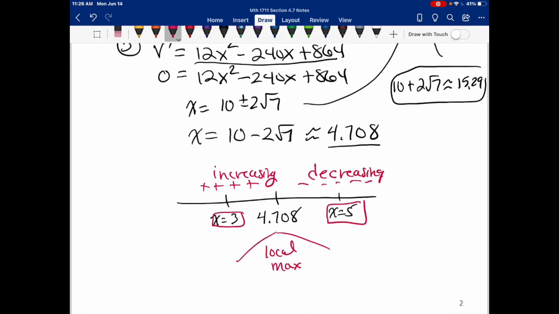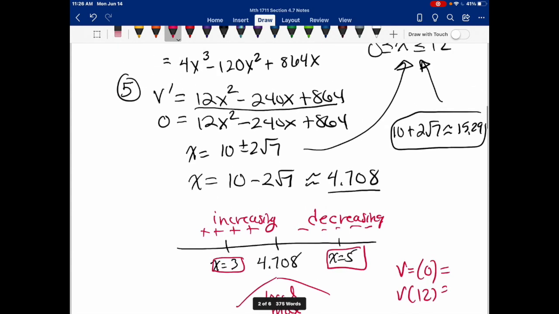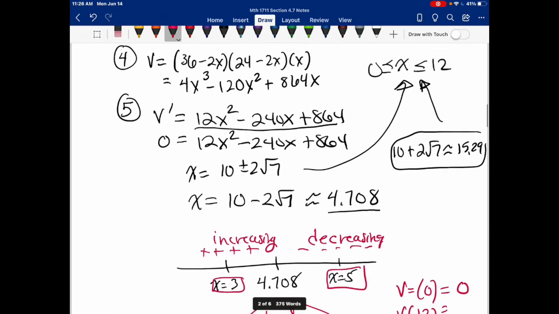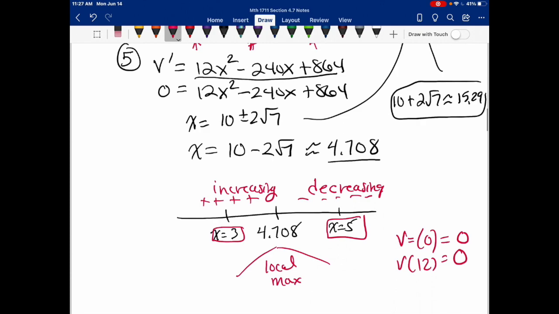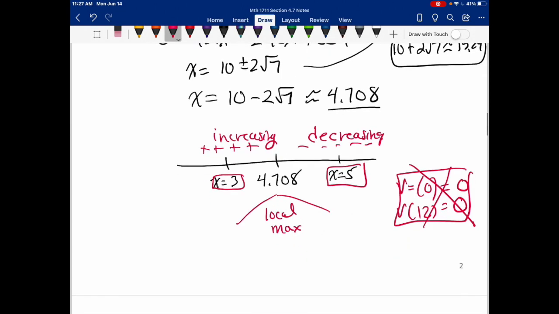Now, if we check endpoints, if I plug into our volume 0 and 12, for 0, I'm going to get 0, right? Because I would plug in 0 here, here, and here. And that would give me 0. When I plug in 12, I'm also going to get 0. So this isn't going to maximize our volume at all.